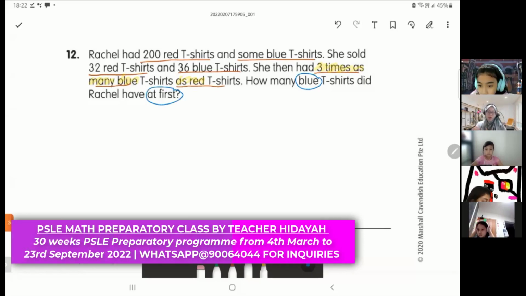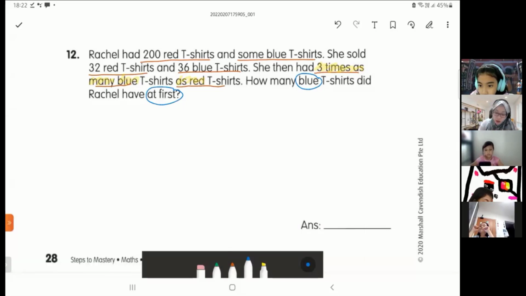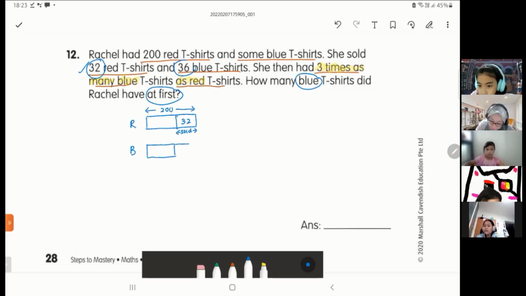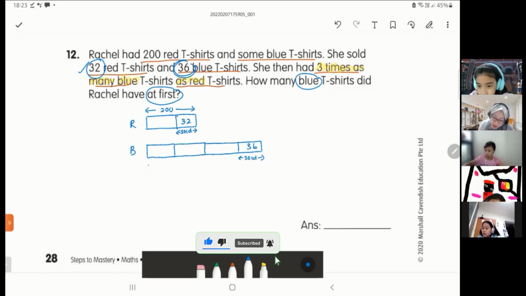Okay, so you know that Rachel has 200 red t-shirts and some blue t-shirts. Let's say red and blue like that. And she sold 32 red and 36 blue. So for my red, I can draw 200. This whole thing is 200. Then I sell 32, let's say about here. This is 32, which is sold. After I sold that, she will have 3 times as many blue, which means the blue left over is 3 times. 1, 2, 3. But remember, the blue also I did sell something, right? I sold 36, this one. This is also sold. So when I ask how many blue t-shirts she had at first, I want to find everything blue here.